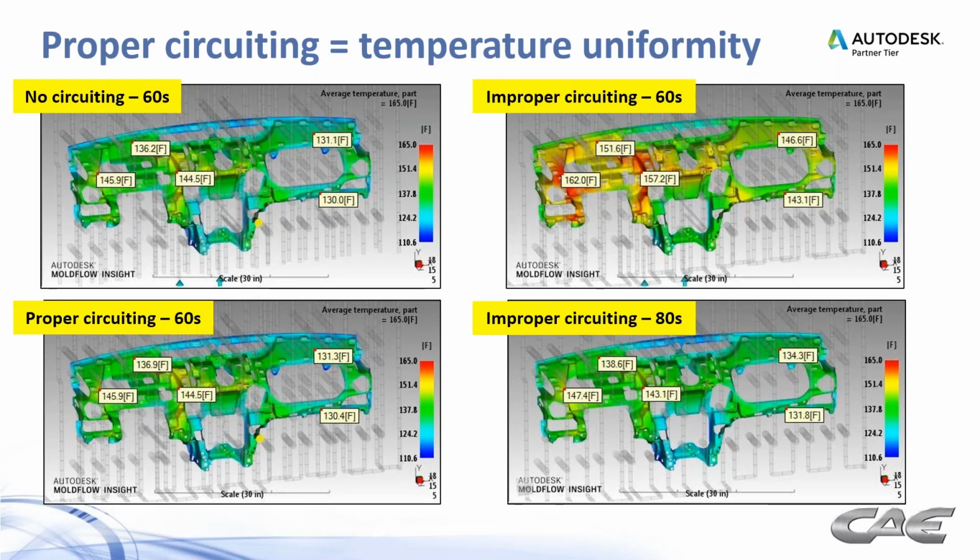So, pick your poison on that. Do you want non-uniform cooling, or do you want a longer cycle? Those are the consequences of not doing proper circuiting. And again, you just don't know until you start molding parts. If you're just randomly grouping lines together at the press, you really don't know what's going on in that tool.